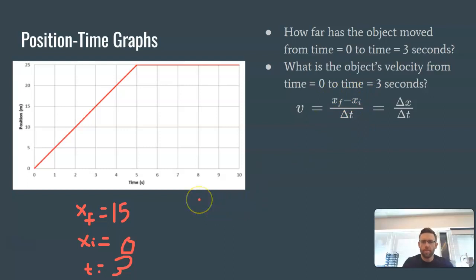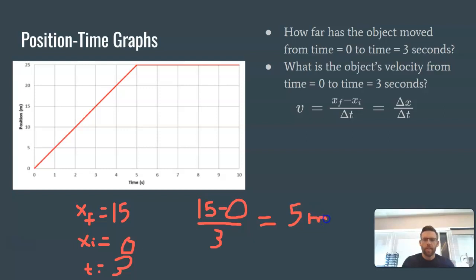So I'm going to plug those numbers in, and to find out how fast I was going, I would do 15 minus 0, divided by 3. Obviously 15 minus 0 is 15. 15 divided by 3 would be 5. And so this is a velocity, right? I want to know how fast it's going. So it's going 5 meters per second.